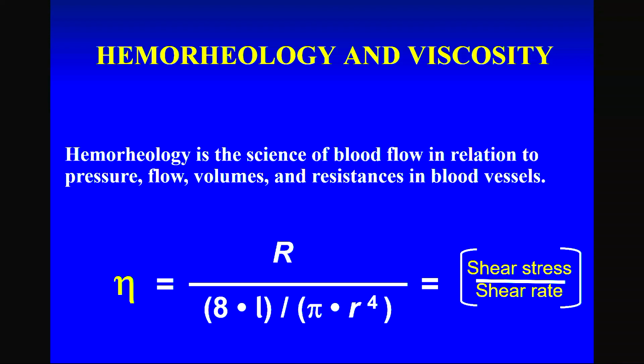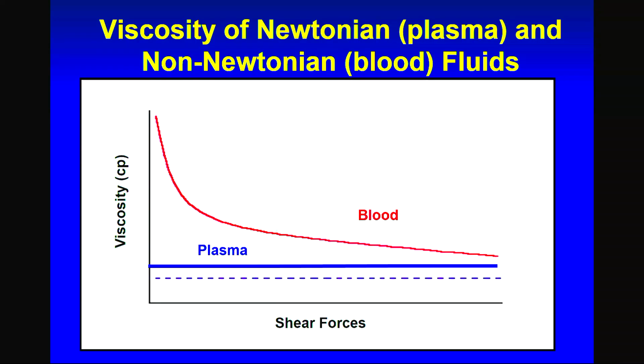And if you remember the formula from your old days, viscosity equals resistance over 8 times the length divided by pi to the radius to the 4th power, or shear stress equals shear rate. Blood being a non-Newtonian fluid, when different shear stresses are put upon it, its resistance to flow, its viscosity goes sky high, where water and plasma never changes because they're so-called Newtonian fluids.